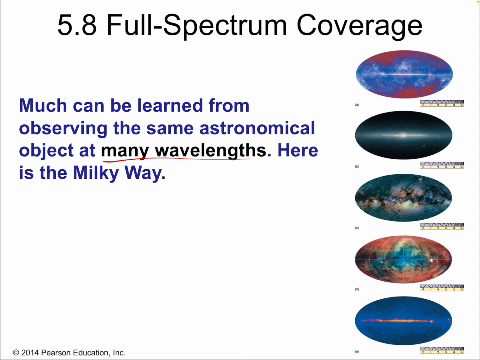All right, so much can be learned from observing the same astronomical object at many wavelengths. Here are examples of the Milky Way, right? Observing it in the optical spectrum. Here we have the optical spectrum down here. All right, observing it in the ultraviolet. All right, observing it in the X-ray, and then even observing it in the gamma ray. All right, so by making all these different observations, we can see different things that are going on, different parts of the phenomenon of the cycle of star death and birth that occurs in something on the scale of a whole galaxy.